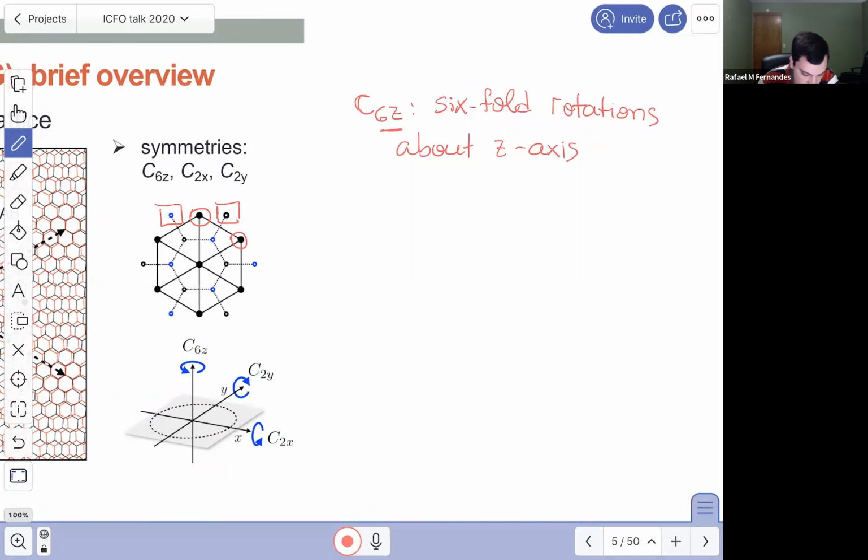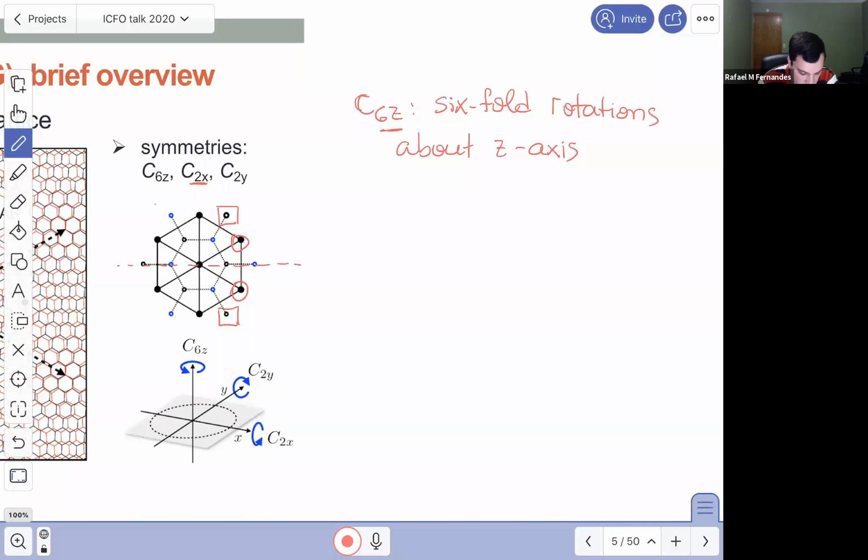So this is one of the symmetries that's going to be important for us. The other two that I have listed here are C2x and C2y. C2x, as the name says, is a two-fold symmetry with respect to the x-axis. So under this symmetry, you see that this point maps here, this one maps here, and so on. I do not interchange sublattices, so I do not need valley symmetry for this symmetry operation.